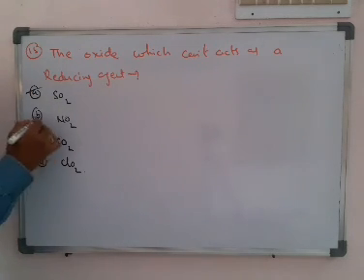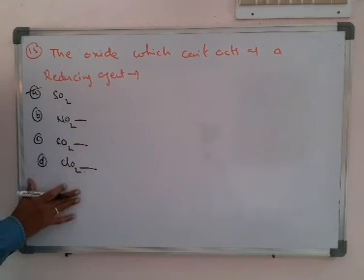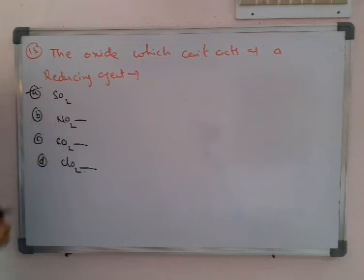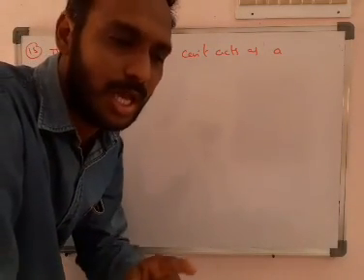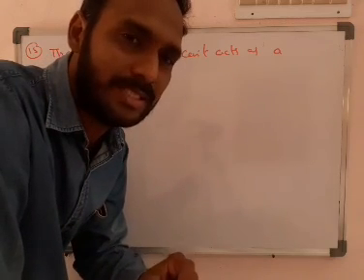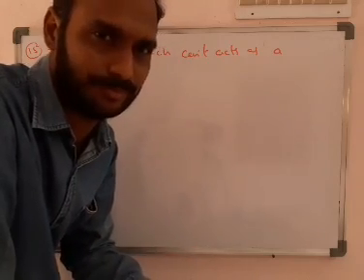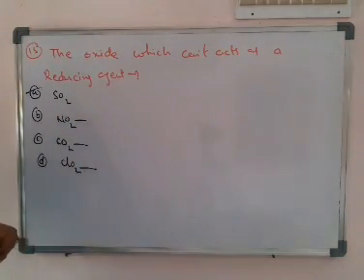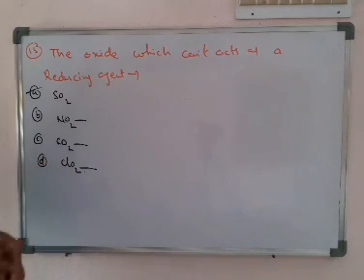These three work as reducing agents, but SO2 works as an oxidizing agent, meaning itself it is reduced. It undergoes reduction. It also works as a bleaching agent. It bleaches with the help of its reduction reaction. Itself it is reduced, meaning it works as an oxidizing agent.